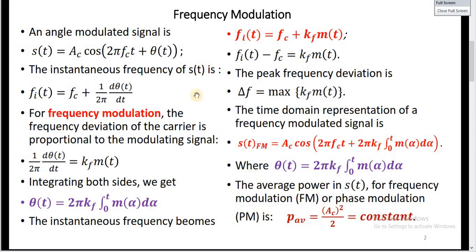Finally, the average power of an angle modulated signal. This is a sinusoidal signal, and the average power is just the amplitude squared divided by 2. The average power is just Ac squared over 2 and is constant and independent of theta of t, whether our modulation technique is frequency modulation or phase modulation.